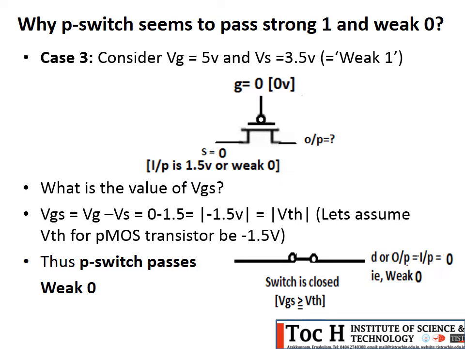So as a summary, we can say P switch passes strong 1 and weak 0, whereas N switch passes strong 0 and weak 1. You should understand this concept clearly, because it will surely be asked in the university exam to justify the statement why P switch seems to pass strong 1 and weak 0, or N switch seems to pass strong 0 and weak 1. And you need to explain this point by clearly stating the three cases.